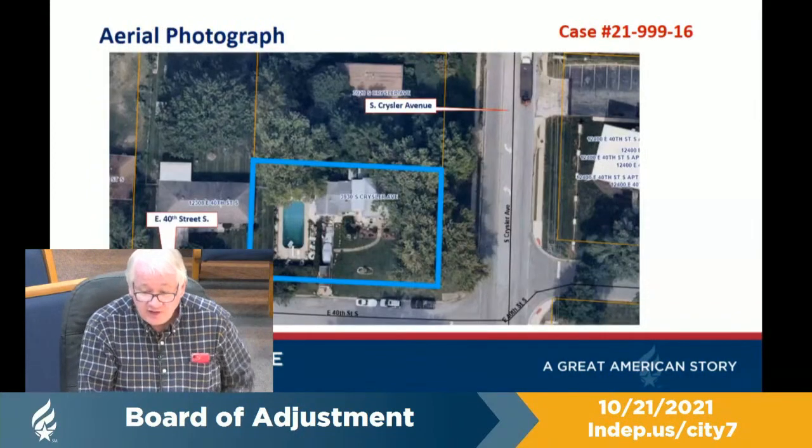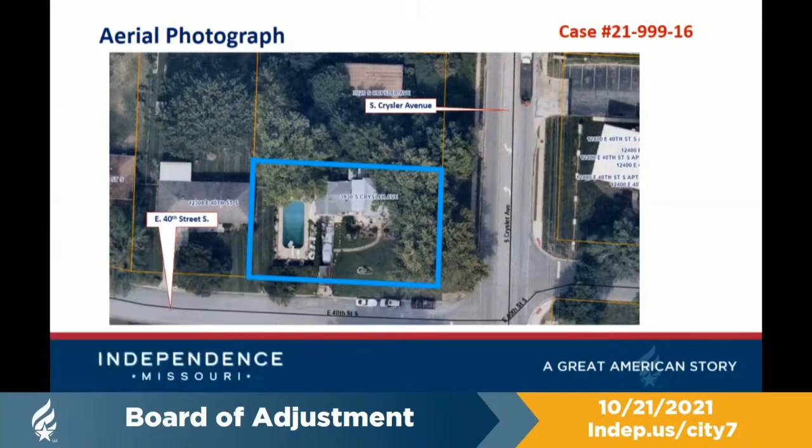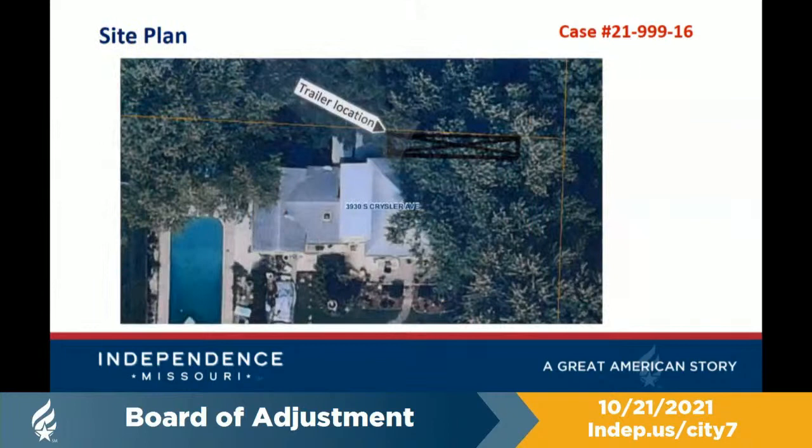This is the overhead view. As you can see the house there, it's sitting on the north side of the lot. There's a large swimming pool that consumes most of the property west of the house. The place where the RV will be stored is actually under that tree and not really very visible in this aerial photograph. Chrysler's on the right and 40th Street is on the south of the slide.